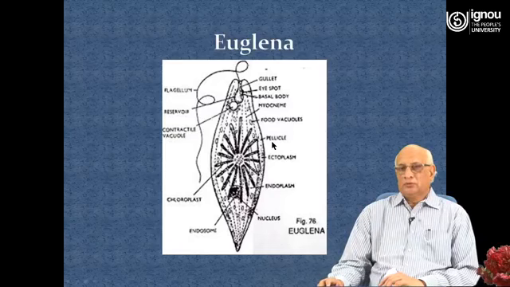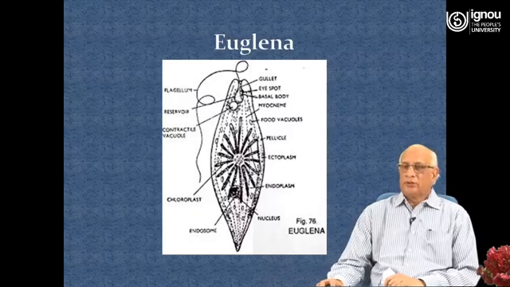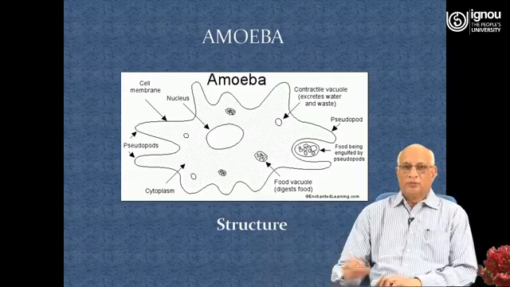To curtail the time, you should draw the well labelled diagram of a smaller size, and a color diagram is not required for that. Then classify the animal: phylum, class, order; genus and species are not required. These are the two specimens, paramecium and euglena. Now you come to the third slide, which is amoeba.